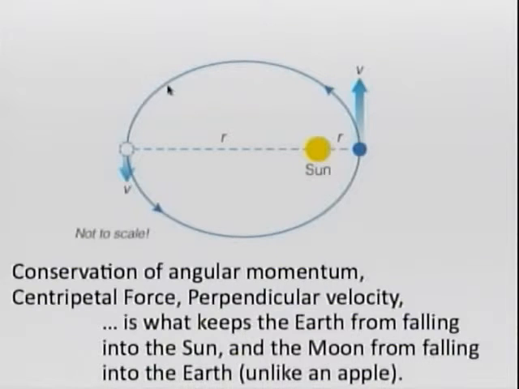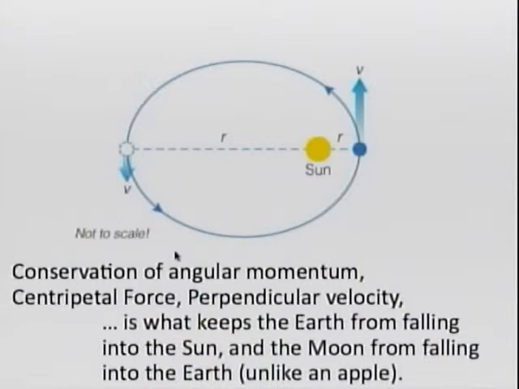The Earth has always the same angular momentum. When it's close to the Sun, the radius is small, the velocity is large. When it's far from the Sun, the radius is big, the distance is big, therefore the velocity is small.